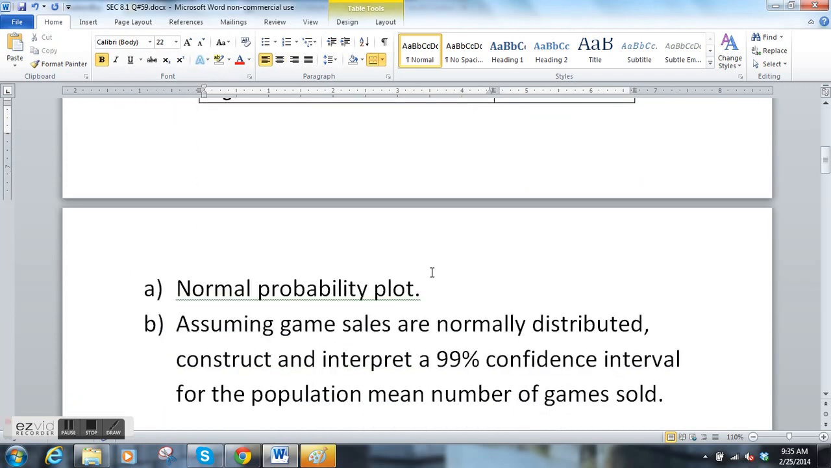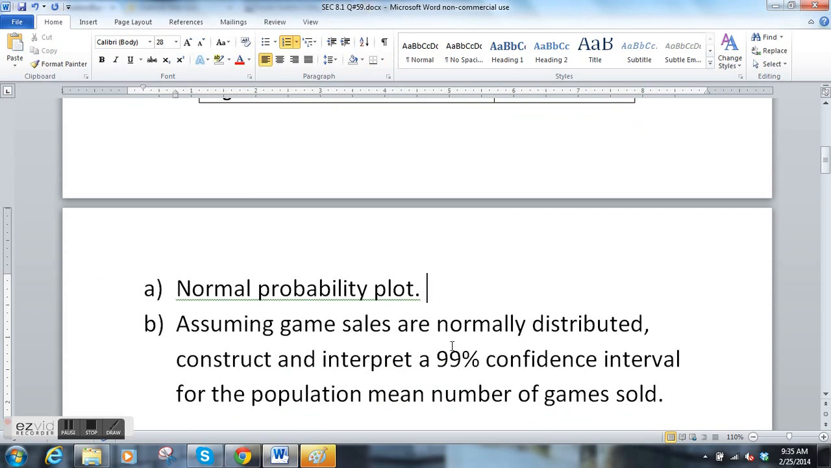Let's look at the question. Part A says, do a normal probability plot. Easy, we're not going to do it. So don't do the normal probability plot. It's really challenging to do if you don't have the right technology, so we're just going to skip that part. And go to question part B.